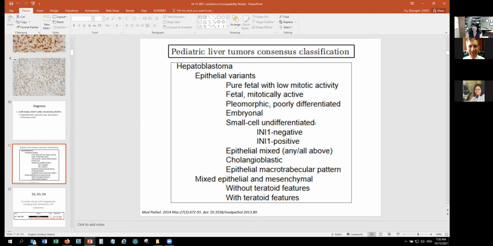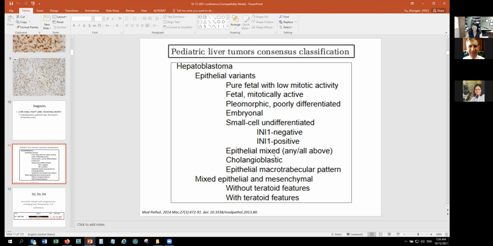Small cell undifferentiated type, in general, should be INI-1 negative. INI-1 loss is usually considered rhabdoid tumor. If focal, we have not seen small cell with focal positivity, usually negative. If diffuse, we consider this rhabdoid tumor. Anytime you have small cell undifferentiated type, you want to do INI-1.